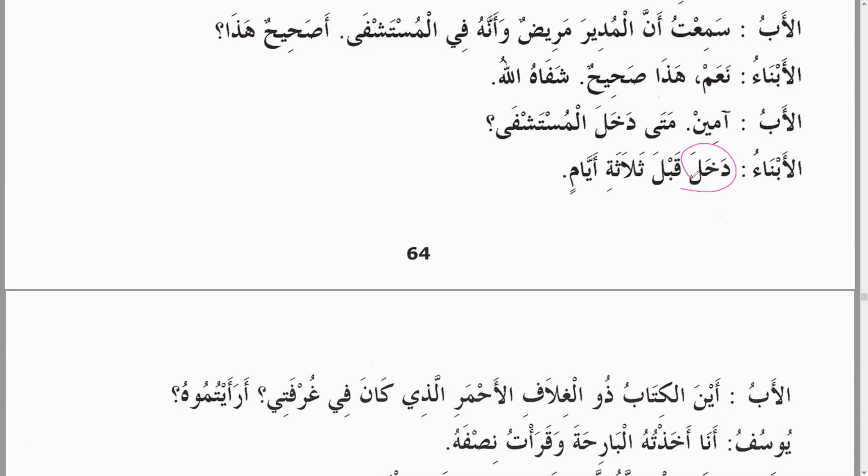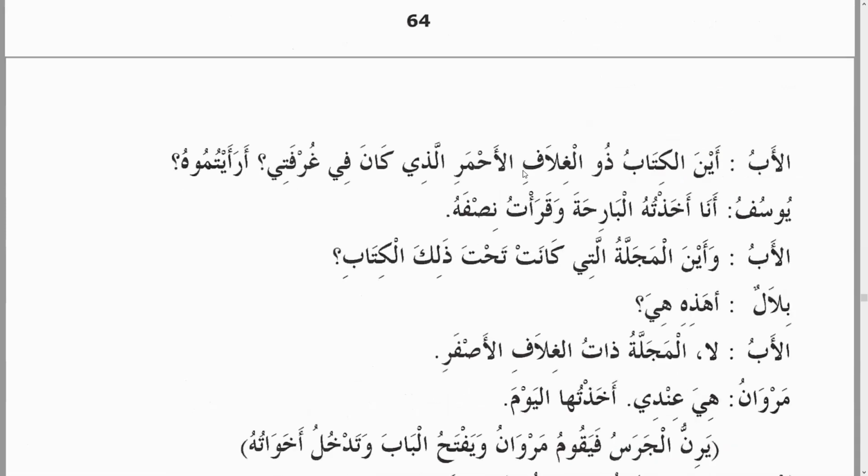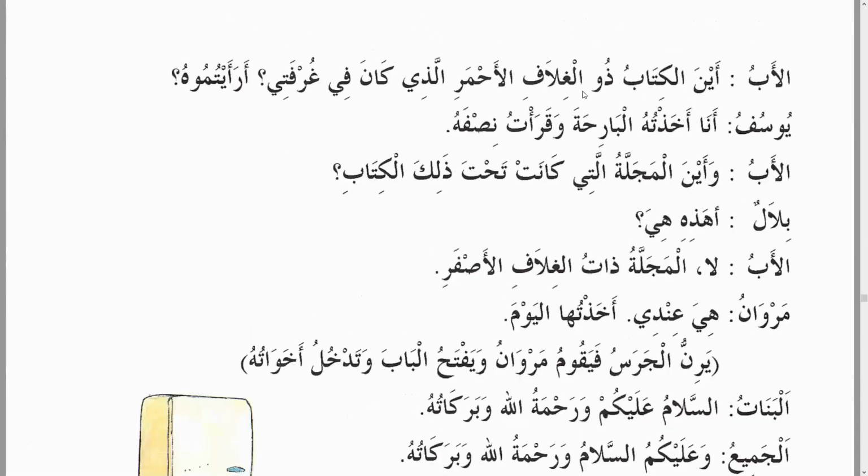Okay. Next sentence. Al-Abu, the father says, Aina al-kitabu zul ghilaf al-ahmar. Where is the book which has a red cover? A red cover. Zu means what? Possessor of, owner of, which has. Right? Zu. And the word after that has a kasra. Zu, owner or possessor of, inshallah.